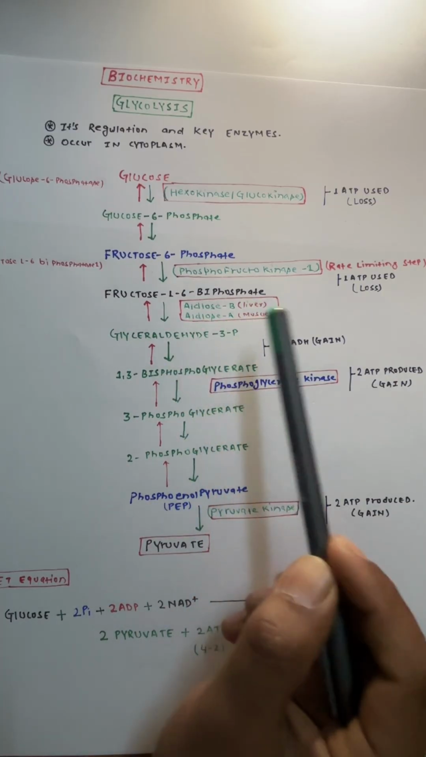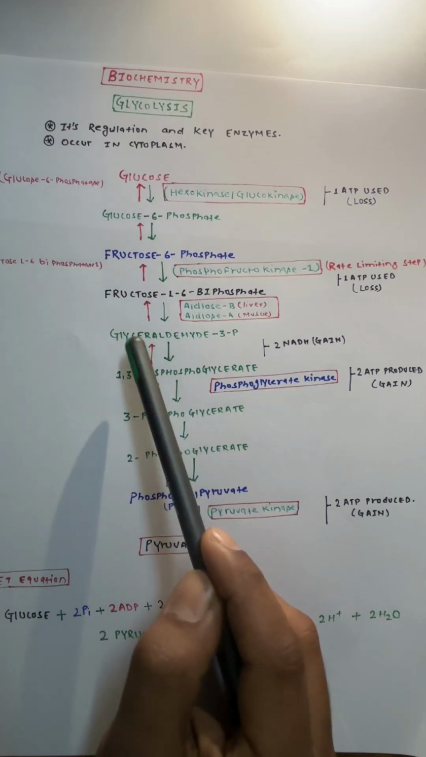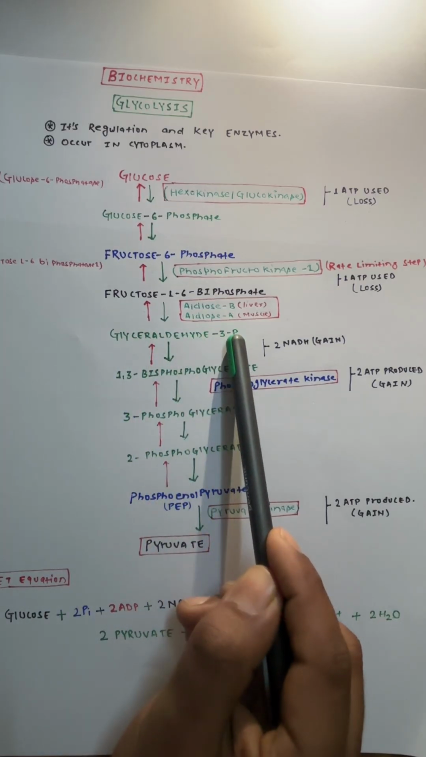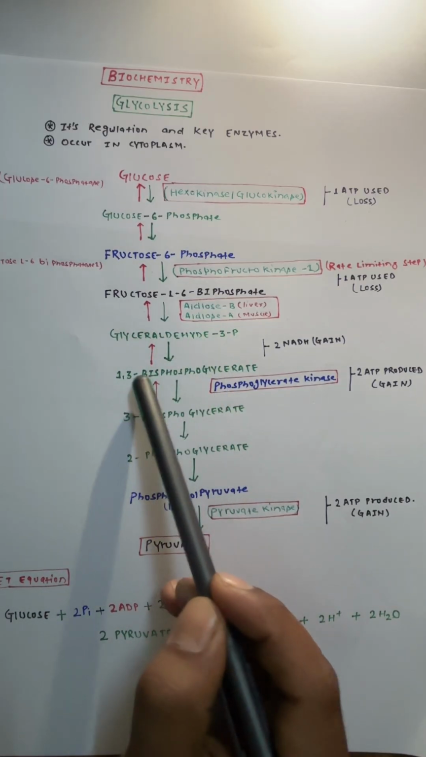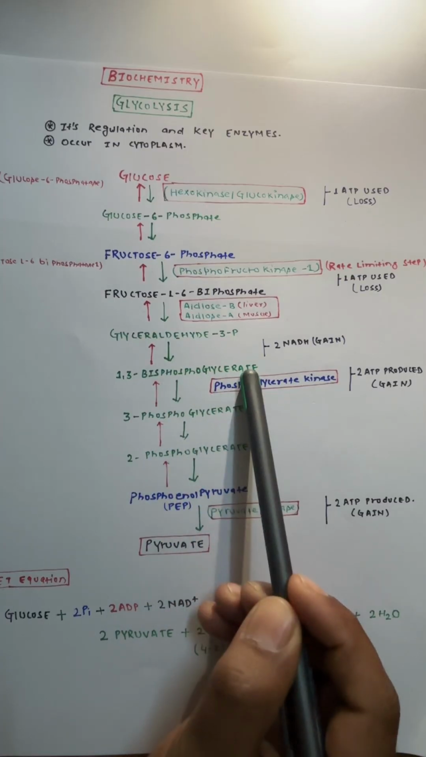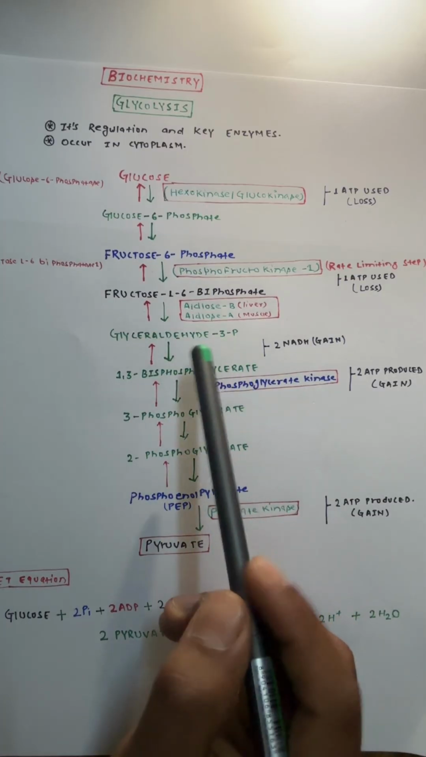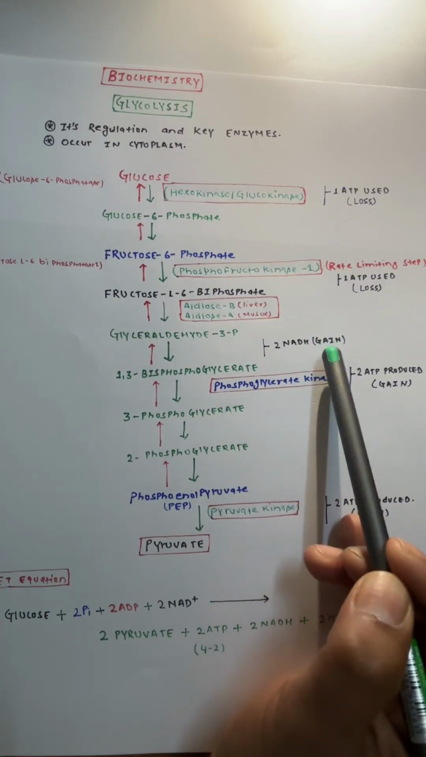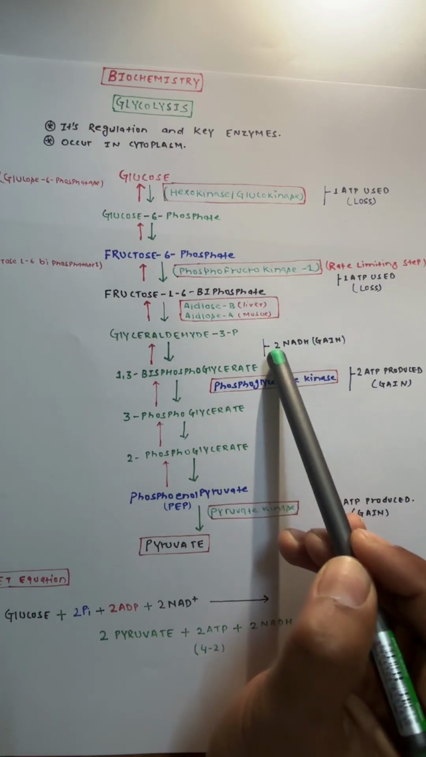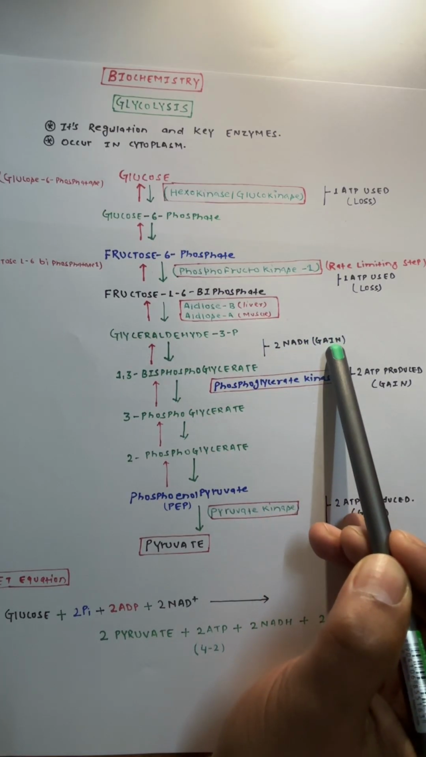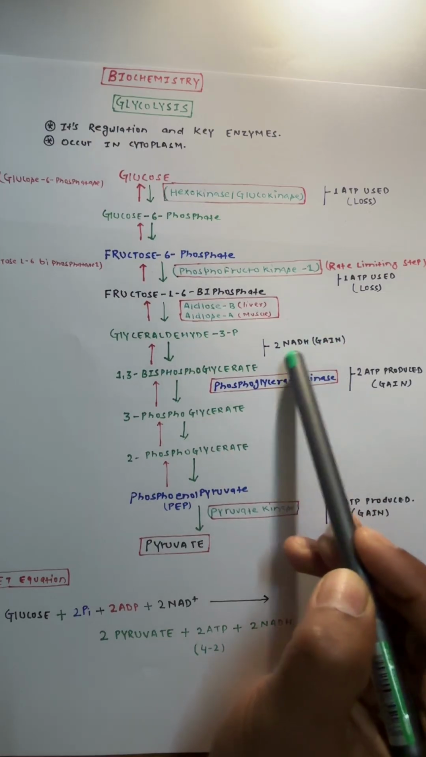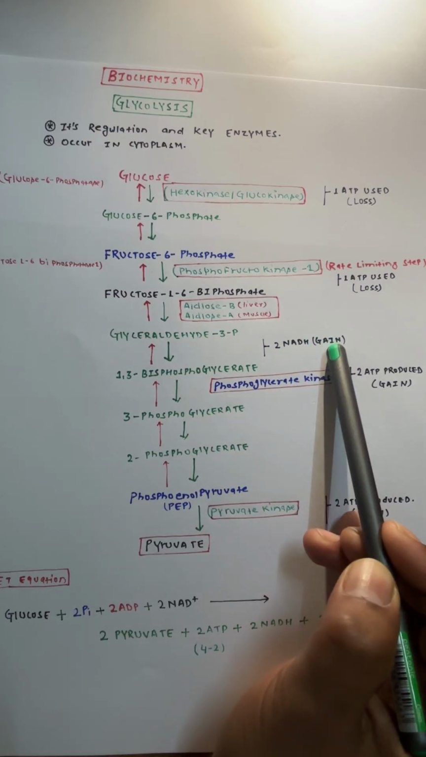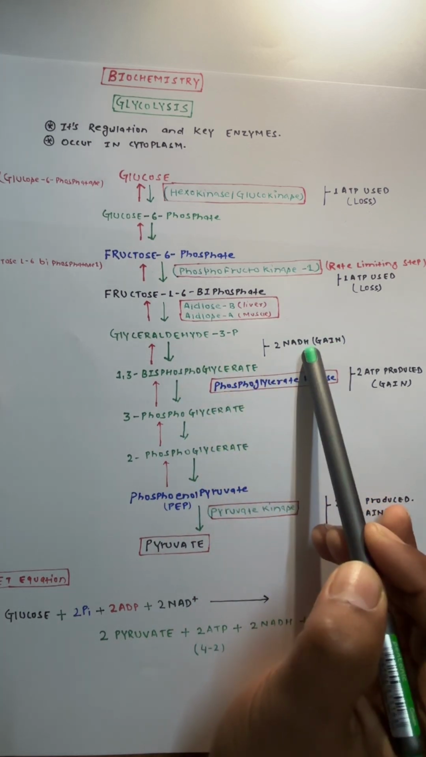Now the next step: this glyceraldehyde 3-phosphate is getting converted to 1,3-bisphosphoglycerate. In this step we get 2 NADH. Here there is no loss, here is a gain, so we use these 2 NADH. Later we'll talk about how this NADH is converted into ATP. Just remember that in this step we get 2 NADH.